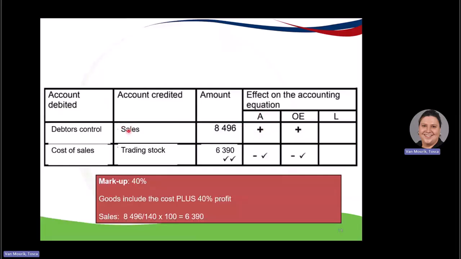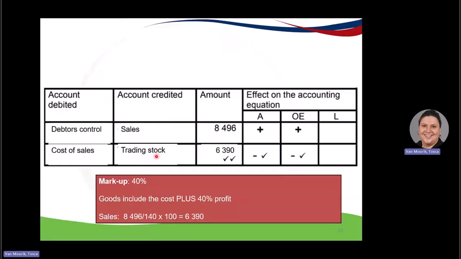And on the equation, our assets have increased. And then our sales will increase our owner's equity. So our owner's equity will also increase. Then remember, we also have to do the following journal because that stock, those caps and shirts and so on, is not anymore in our storeroom or on the shelves of our store. So our trading stock will also have to be reduced. Trading stock is an asset. Assets reduce on the credit side. So we credit our asset.